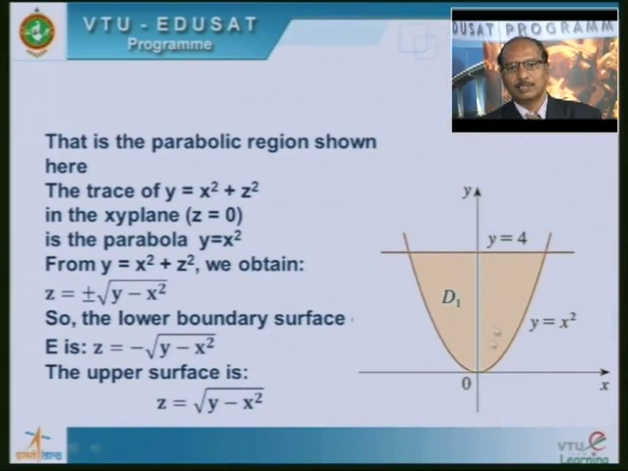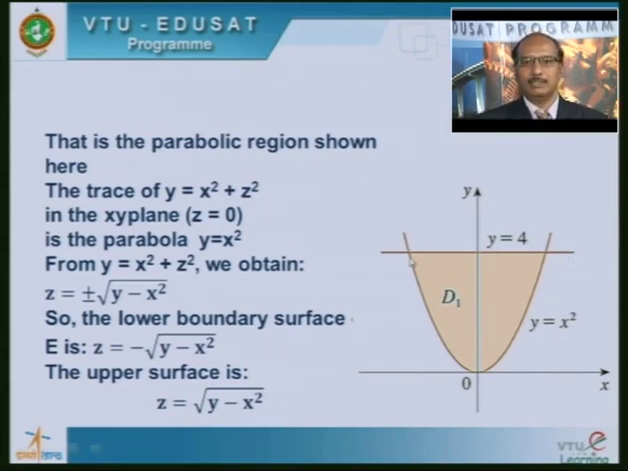One can take y limits constants and x limits functions of y. The other way is x limits constants and y limits are functions of x. When you want x limits constants, you can see the intersection points here. This is -1, this is +1. So x limits are -1 to +1 and y limits are from the parabola to a line. So this is one set of limits of D1.